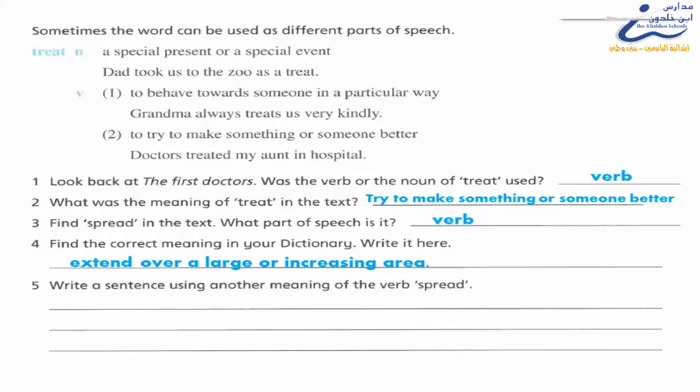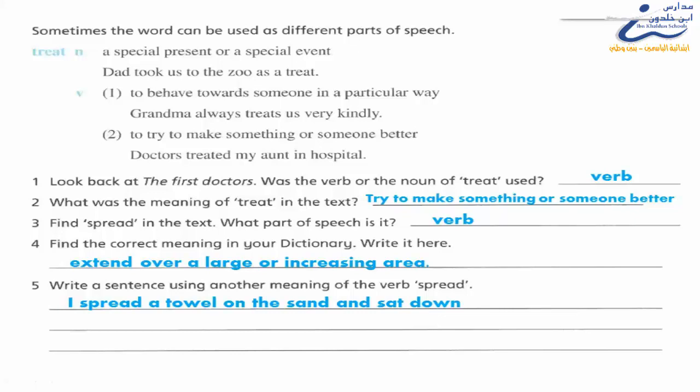Last exercise. Write a sentence using another meaning of the verb spread. Of course, you need more time to look at your dictionary and try to write a sentence using another meaning of the verb spread. So you can pause the video, take your time, and then come back. Let's see the answer. I spread a towel on the sand and sat down. Again, I spread a towel on the sand and sat down.